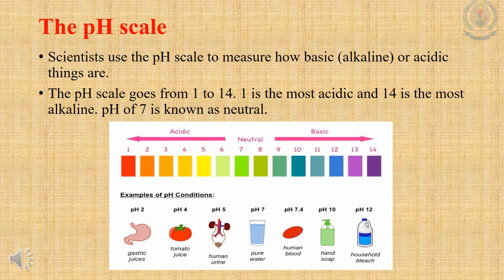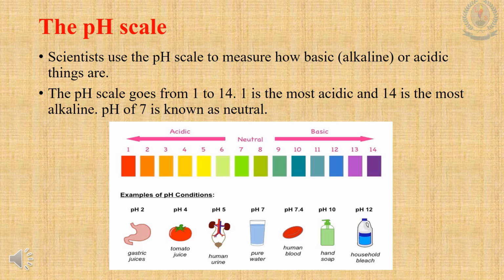When we talk about acid and base, the pH scale is very important because scientists use pH scale to measure how acidic or basic a liquid is. pH is a number from 1 to 14. From 1 to 6 are acids, with 1 being the strongest. From 8 to 14 are bases or alkalines, with 14 being the strongest base. pH 7 is neutral.